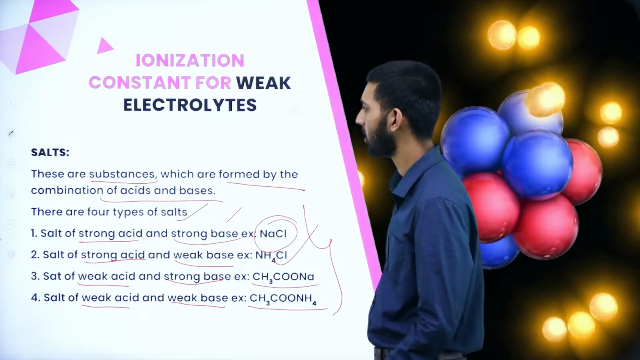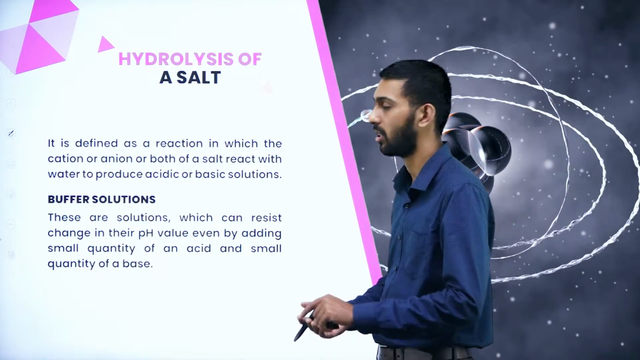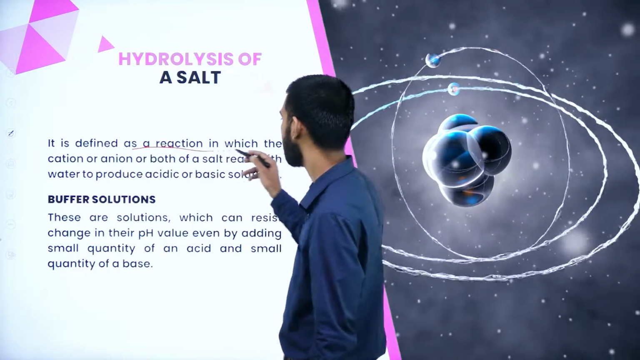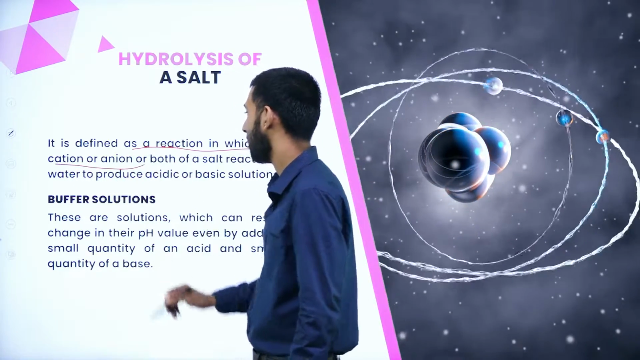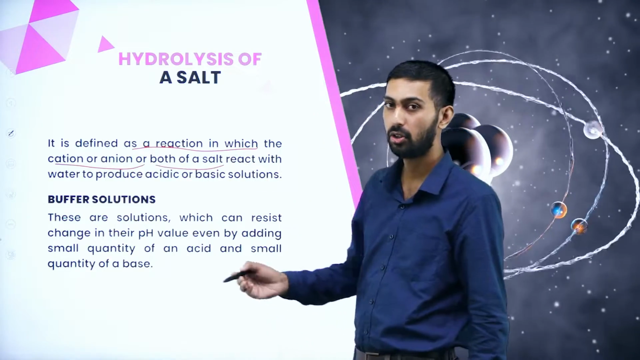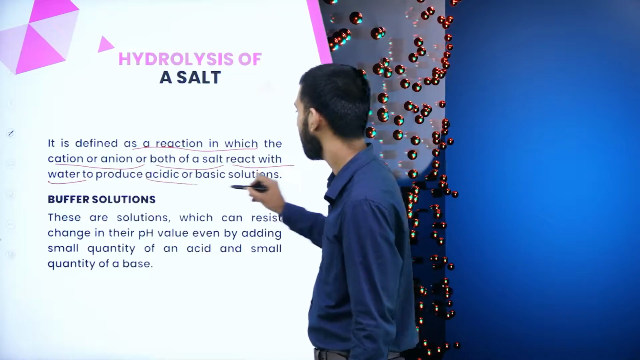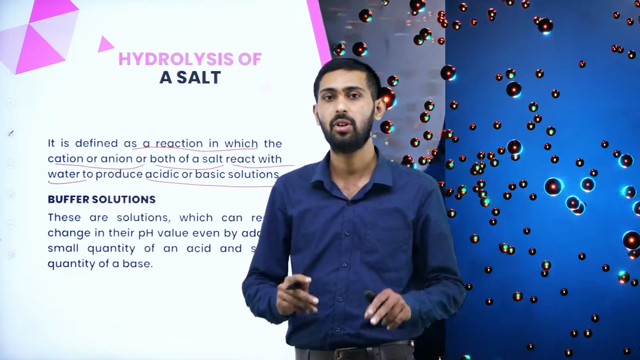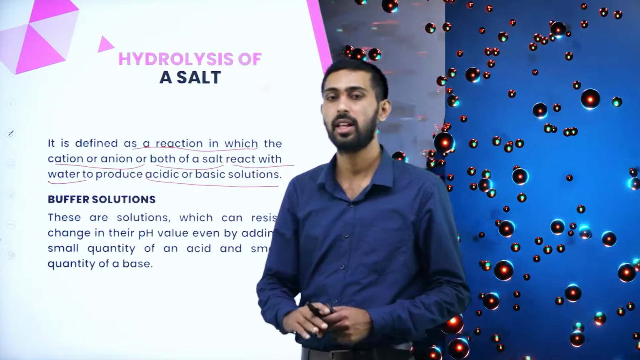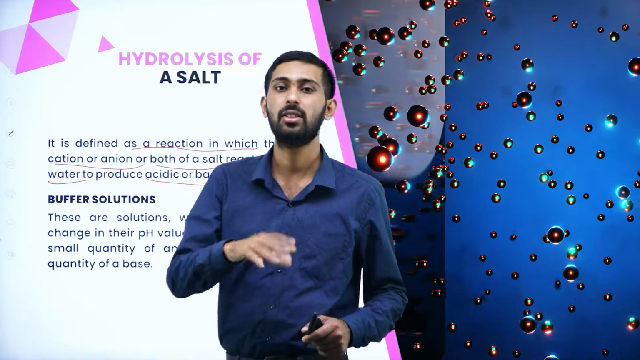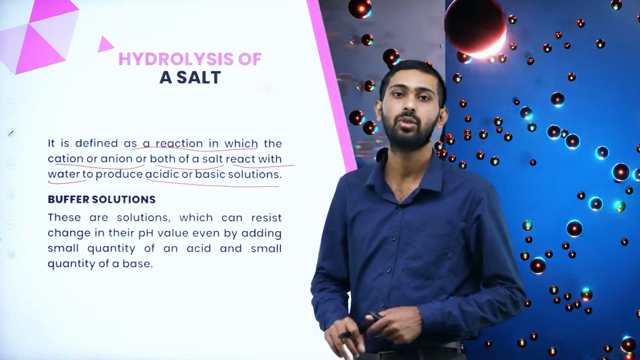Now let us go to the next concept, that is hydrolysis of salt. What do you mean by hydrolysis of salt? It is defined as a reaction in which the cation or anion or both of the salt react with water to produce an acidic or basic solution. Just take a salt and dissolve it in water. What will happen? It forms acidic or basic solutions.